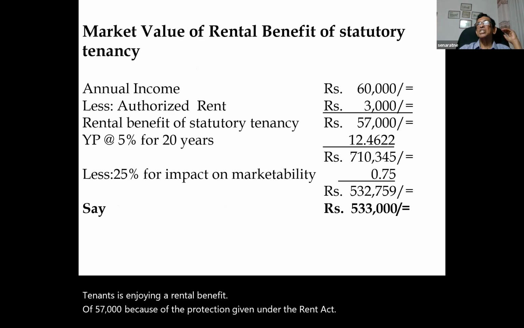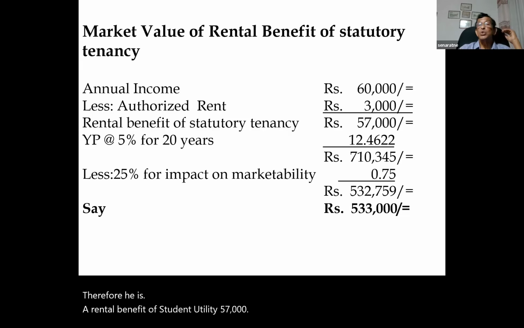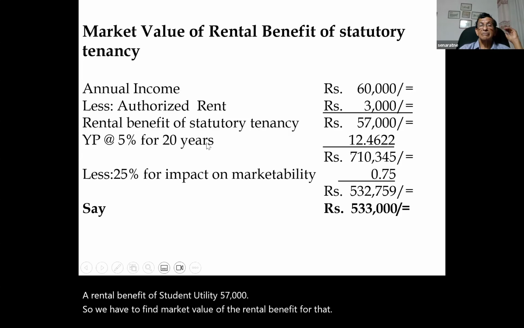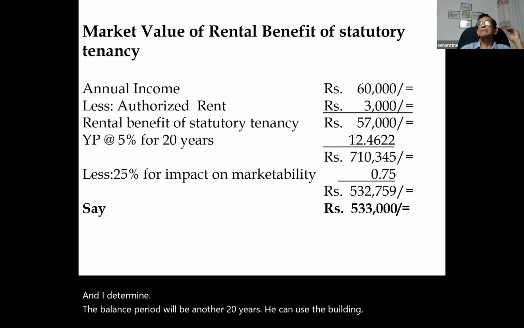For a property worth 60,000 per year, he is paying only 3,000 because of the statutory protection. Therefore, he is getting a rental benefit of statutory tenancy of 57,000. So we have to find the market value of the rental benefit. For that, I determined the balance lifespan of the building as 65 years. Now the age is 45, so the balance period will be another 20 years he can use the building.